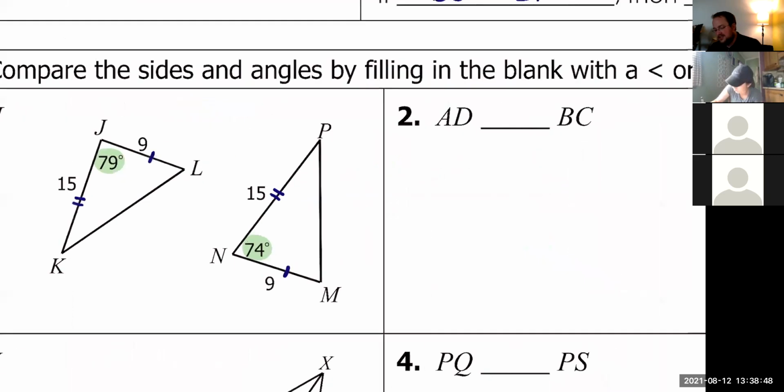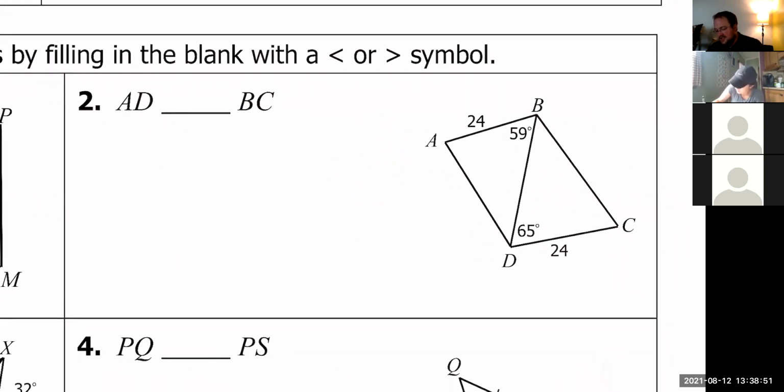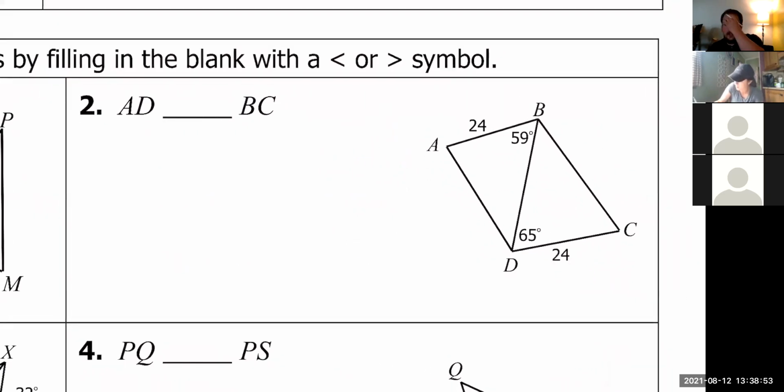This next one's rather sly. You're going to see this kind of diagram come up more often in the next couple units. It's kind of mean because what it's about to do is deceive you. Do you see two congruent sides? No.